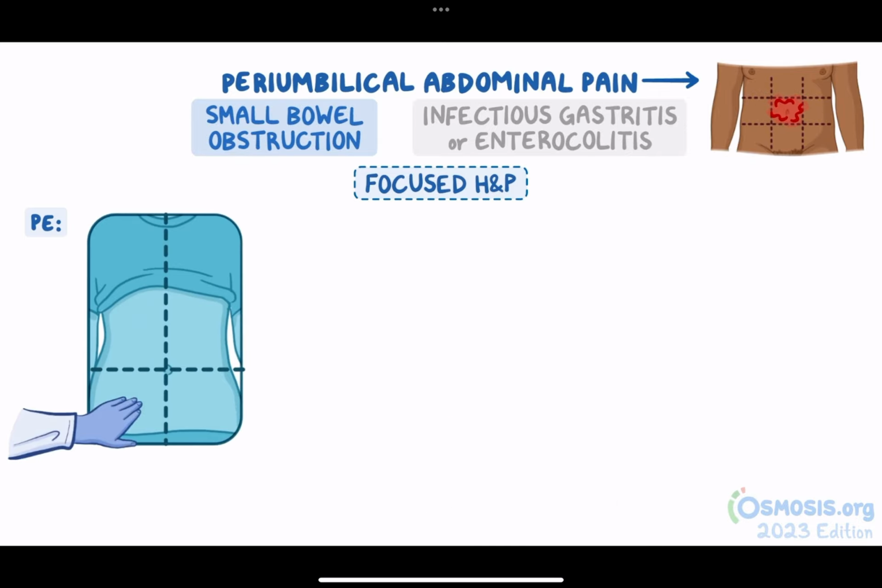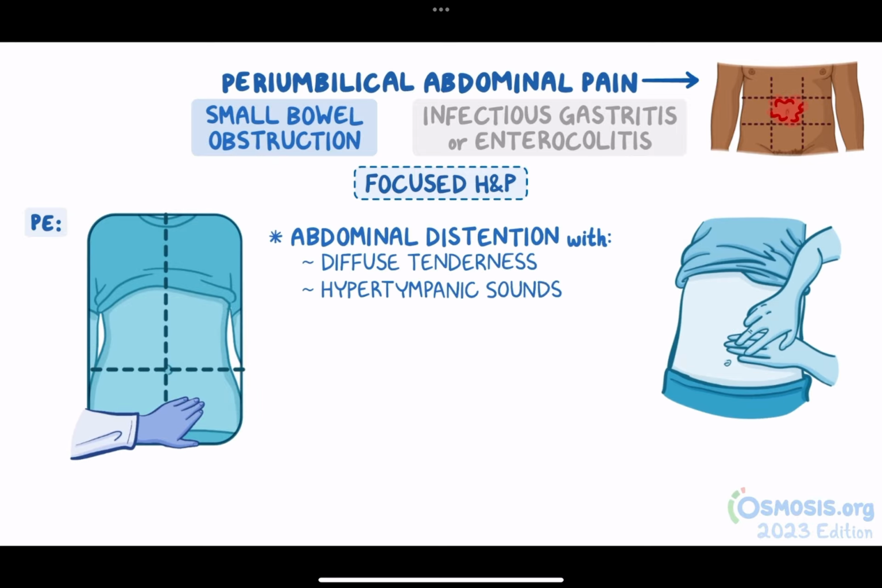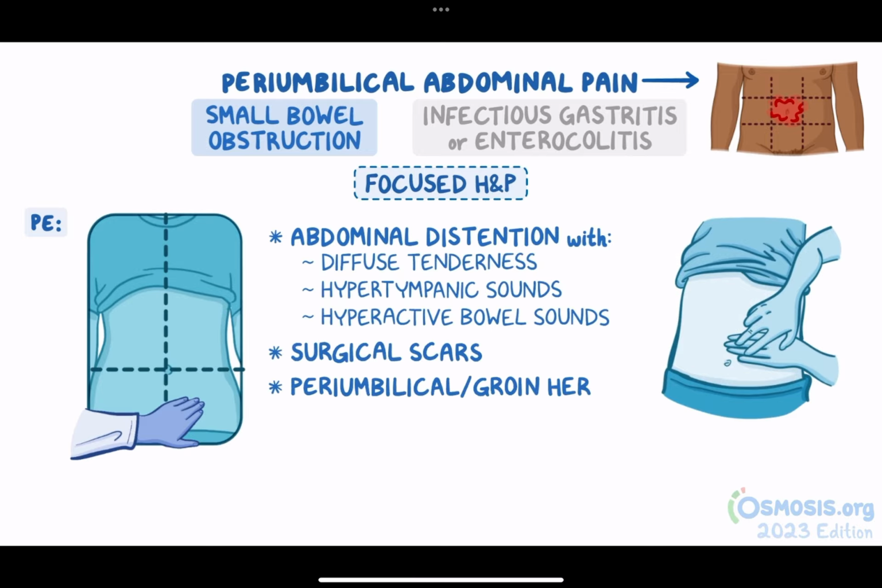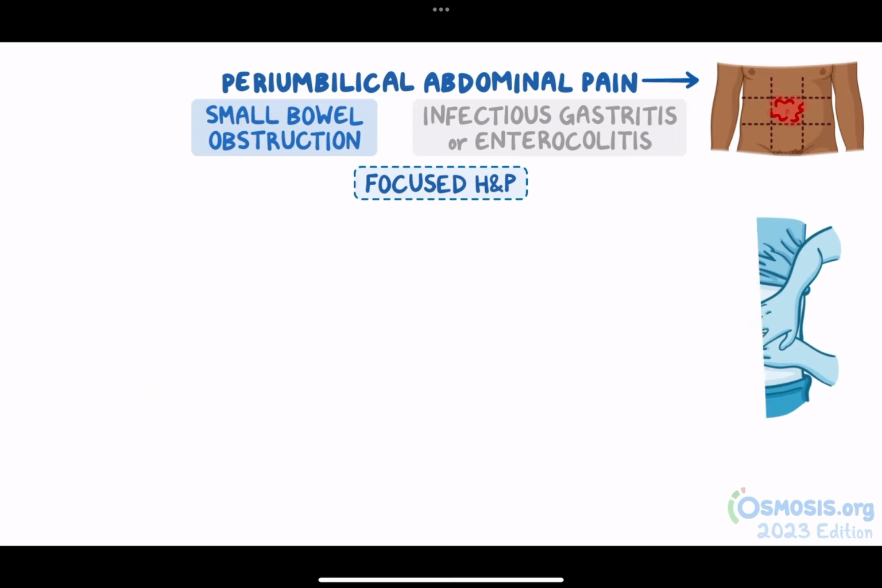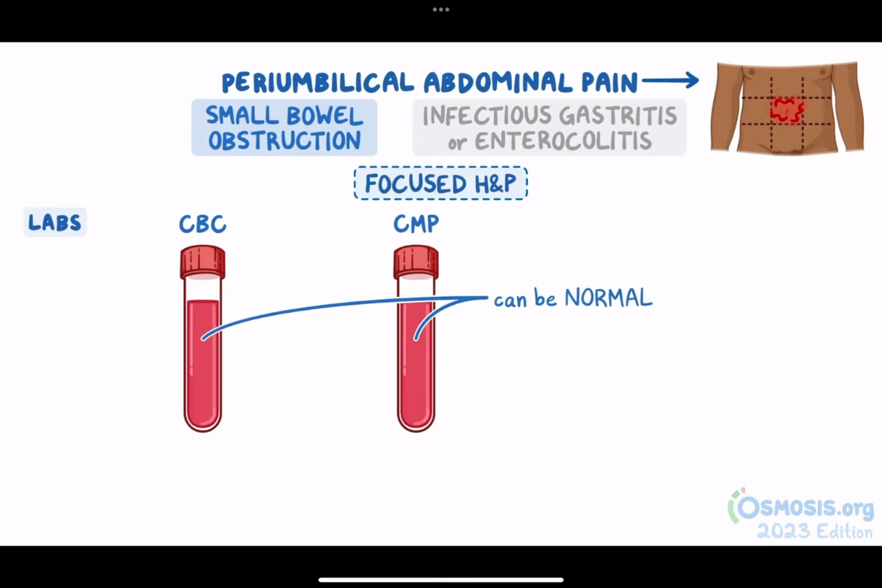On exam, you might find abdominal distension with diffuse tenderness, hypertympanic sounds on percussion, and hyperactive bowel sounds on auscultation. In addition, remember to look for surgical scars and periumbilical or groin hernias during your exam. Then, you should order labs like CBC and CMP, which are usually normal, but sometimes you might find leukocytosis, as well as signs of dehydration from vomiting, such as electrolyte abnormalities like hypernatremia.